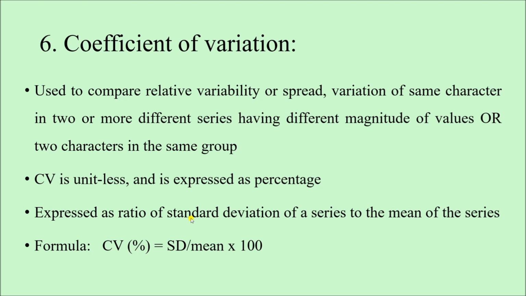It is expressed as the ratio of standard deviation of a series to the mean of the series. The formula is coefficient of variation equals standard deviation divided by mean. So that means in a given data set we have to calculate the standard deviation and also we have to calculate the mean. So standard deviation divided by mean. Then we multiply the whole thing with 100 because we are expressing this as percentage.